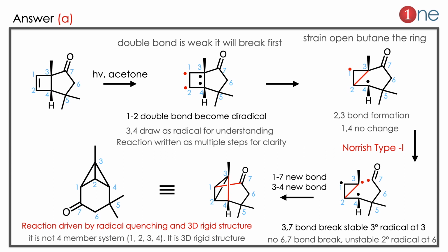The radicals combine. How it combines is the magic here. So 1 to 7 combines as well as 3 to 4 combines. So the system becomes a 3-dimensional system. If you think simply, the system goes from 4 member to 3 member, but really it's a 3-dimensional system here. So the answer is clearly A. Here you have to learn 2 things. One is the double bond is very weak in terms of bond strength, so it really opens as a diradical first. Second, if there is a choice, the radical will break to give the stable radical, which is a tertiary radical.